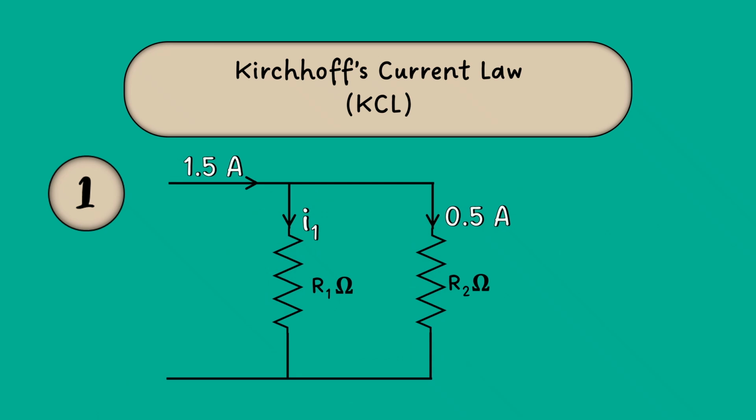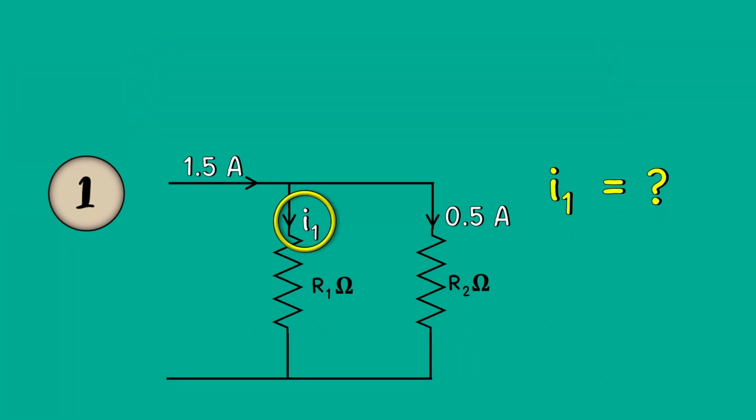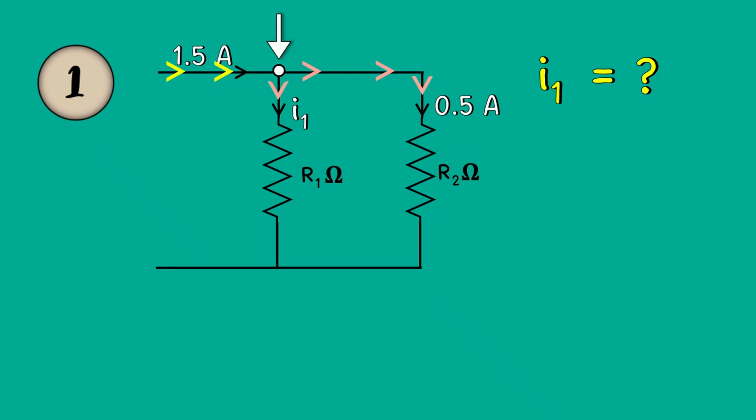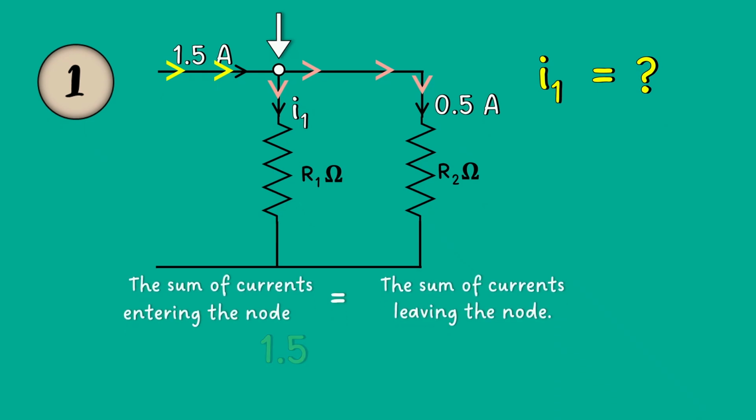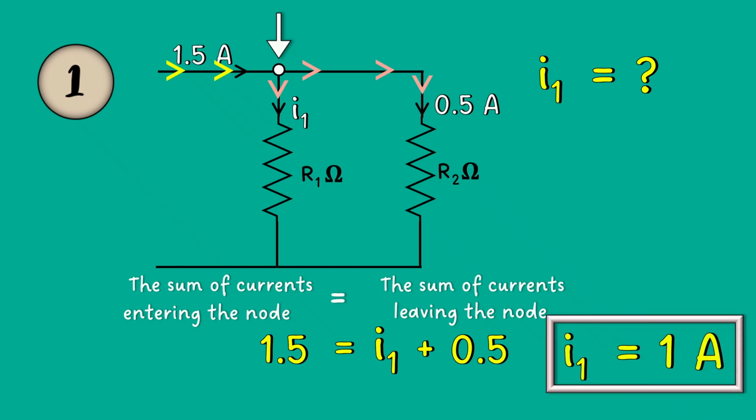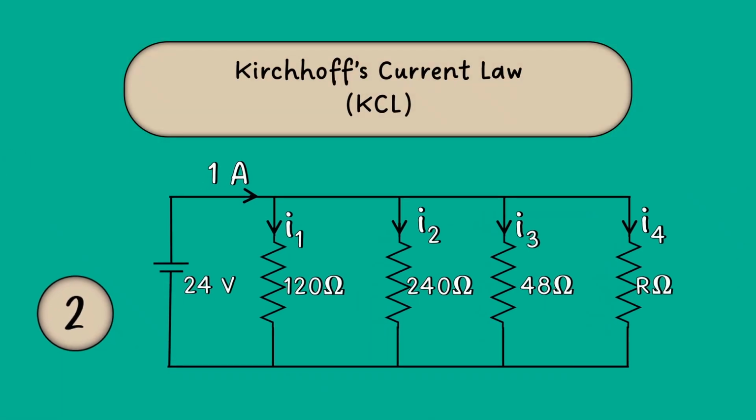In the given circuit, find the current I1. Consider this node. The current entering this node is 1.5 amps. The currents leaving this node are I1 and 0.5 amps. According to KCL, 1.5 is equal to I1 plus 0.5. Therefore, the current I1 is 1 amp. I hope this is all clear now. Let's move on to our next problem.